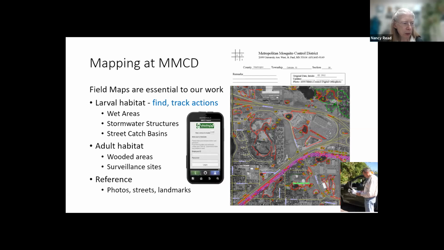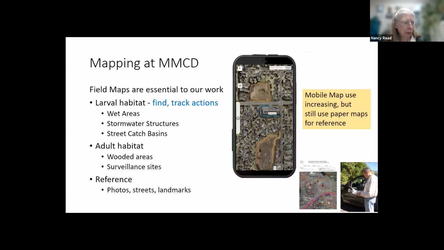We also use this mapping system to track all of our actions. Each of our wetlands has a unique number, and we can record our inspections and treatments. We've also started to include mobile mapping in our web application, but we still use paper maps for reference for many things.